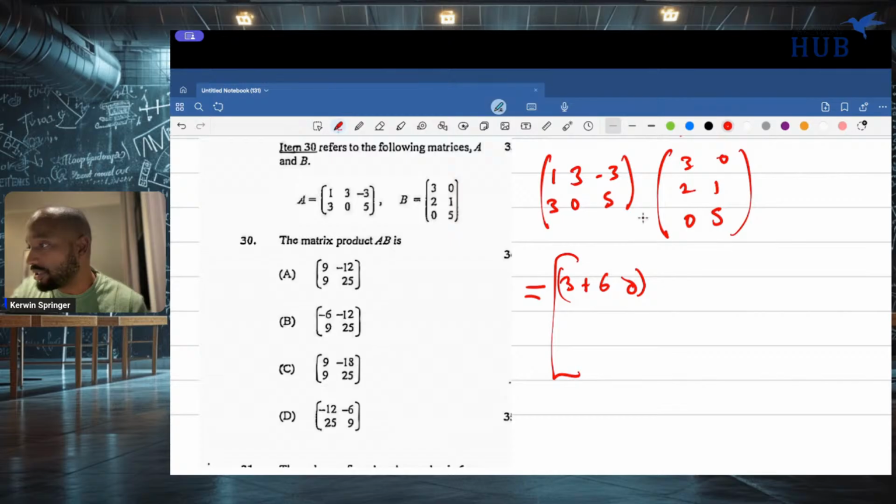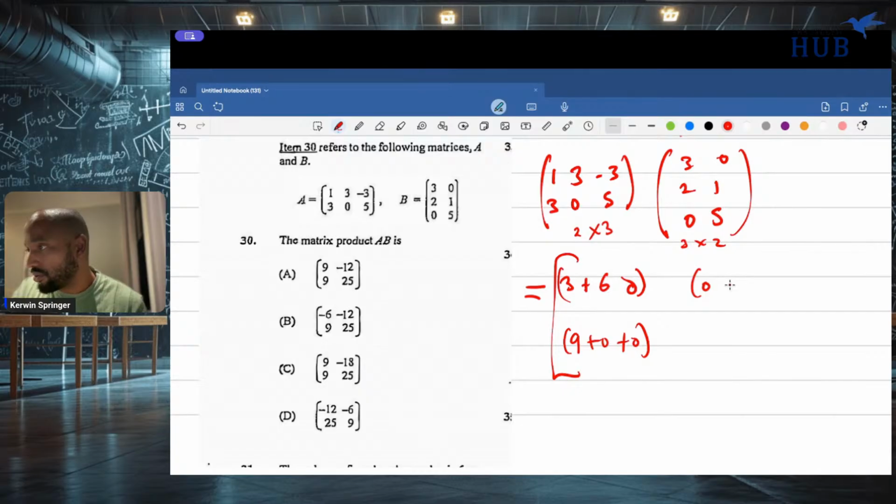That's the first spot. This is a 2 by 3, and a 3 by 2. So we're expecting to get a 2 by 2 in the end. Now look at that: 3, 9, 0, and 0. Love when we see them zeros. I tell you, them zeros make you smile.